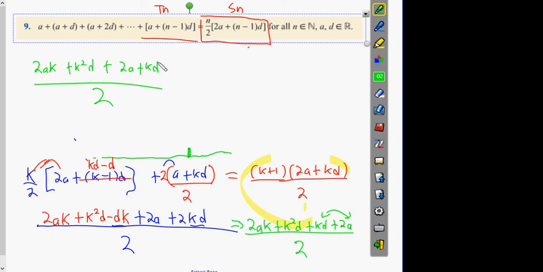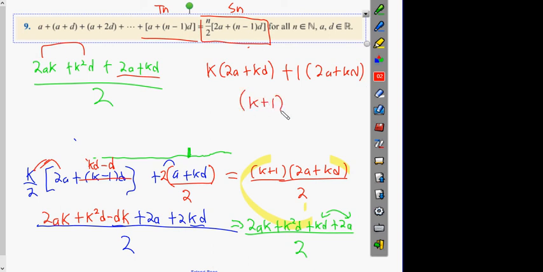Now look at this. What can we take out of the first two? k into 2a plus kd. The same thing is there. Then we can't take anything out of the second one, so it's plus 1 into 2a plus kd. Put them together and you get k plus 1 into 2a plus kd all over 2. That's how you do it. There's a difficult question at the end, so you will have to go over it again.